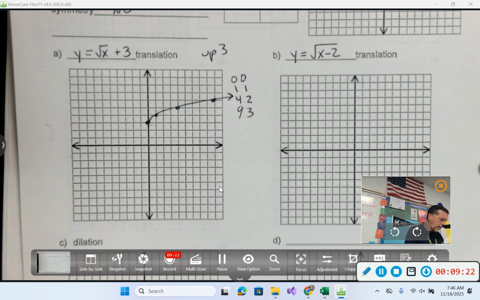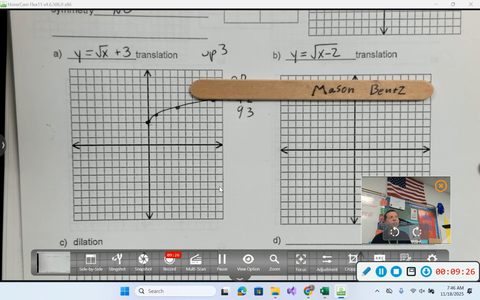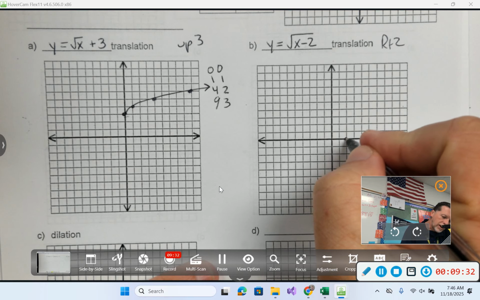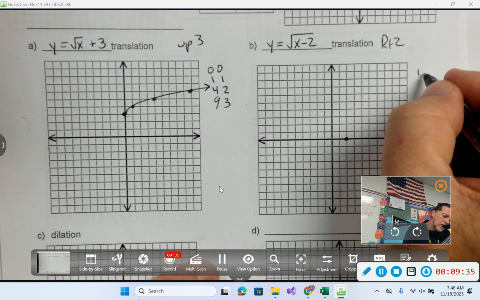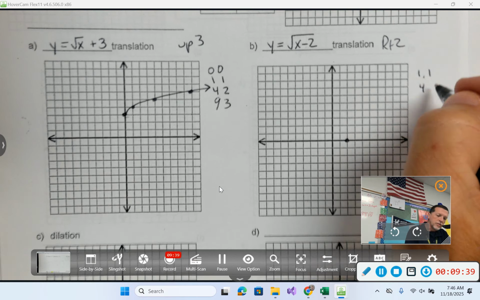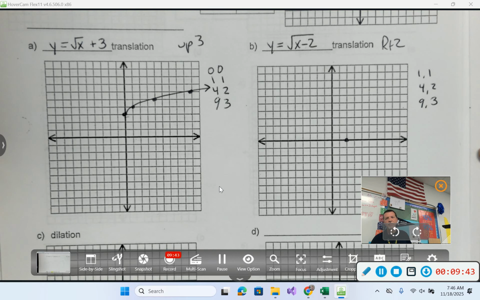So if x minus 2 is in the square root, like in there with x, Mason, what does that do to the graph? Good, right 2. So we'll go right 2. There's my starting point. Square root of 1 is 1. Square root of 4 is 2. Square root of 9 is 3. 16, 25, 36, however far you want to go.